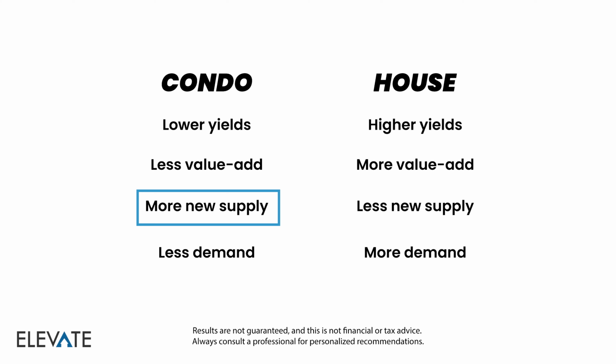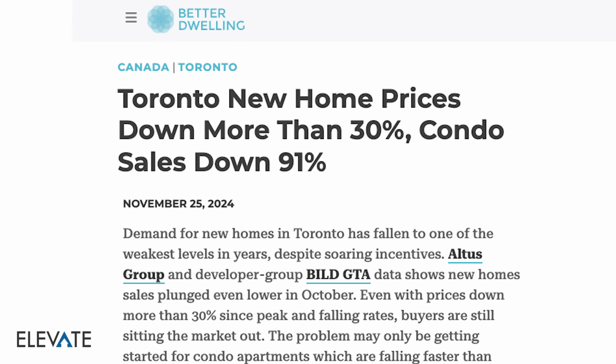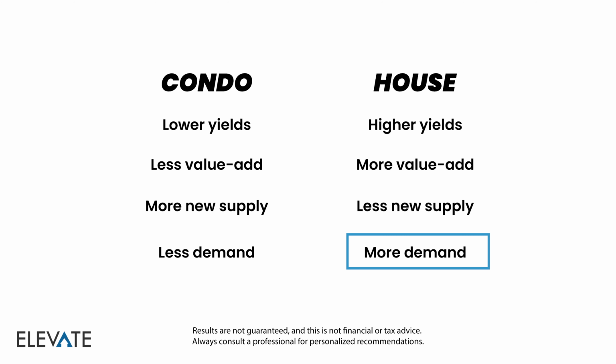They've been hit a lot harder with a lot more new supply, and the demand isn't there because the cash flows don't work for investors. Houses, on the other hand, attract both end users and investors, and once you add a more stable market with better rent yields, you end up with better long-term return potential.